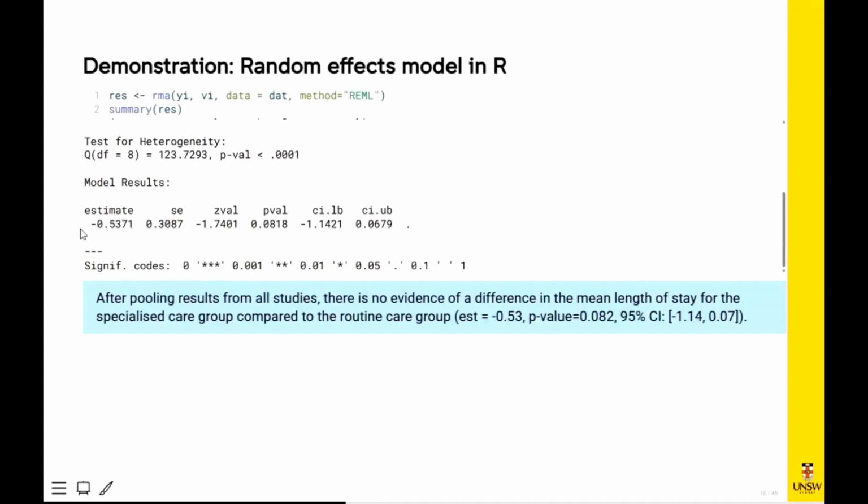So our estimate of the standardized mean difference is negative 0.54 with confidence limits negative 1.14 to 0.07 and a p-value of 0.08. So after pooling results from all studies, there is no evidence of a difference in mean length of stay for the specialized care group versus the routine care group. That's what our aggregated estimate says. We do have high heterogeneity, so there may be some other things that we can do to explore why there are such differences amongst the groups. If we had study level information about this, then we could go on and explore that as well.